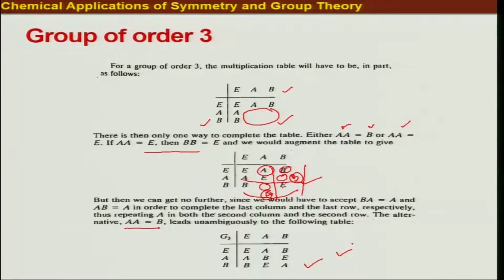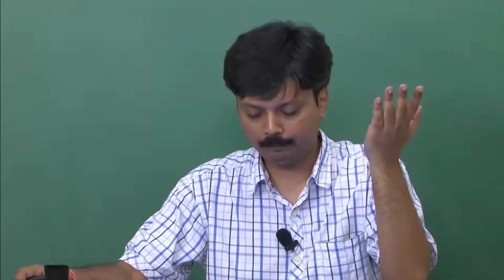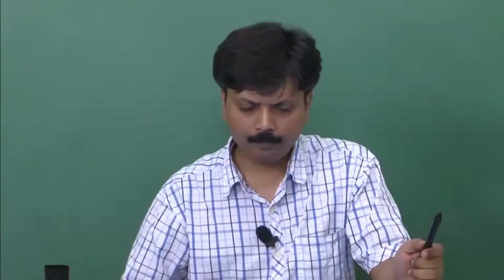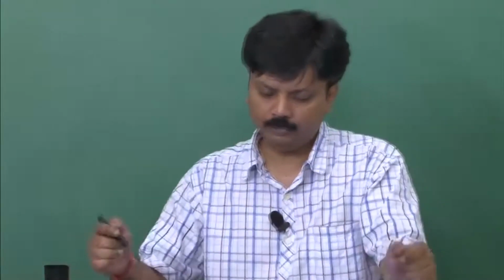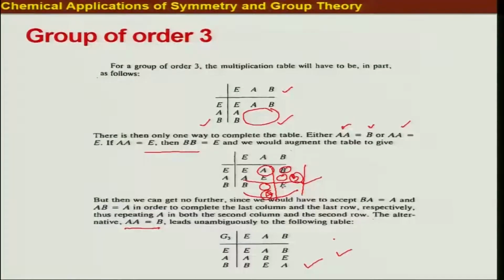So, this is a unique way to find out the group multiplication table of order 3. In the same way, you can keep going to higher orders, like group of order 4, group of order 5 and 6 and so on. Now, in this particular case of G3, we have a pretty interesting thing to observe. You see, we have chosen AA equals B.